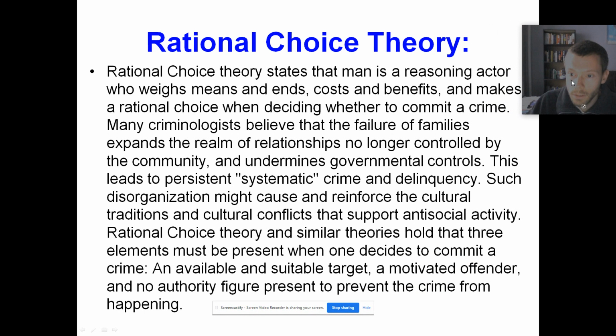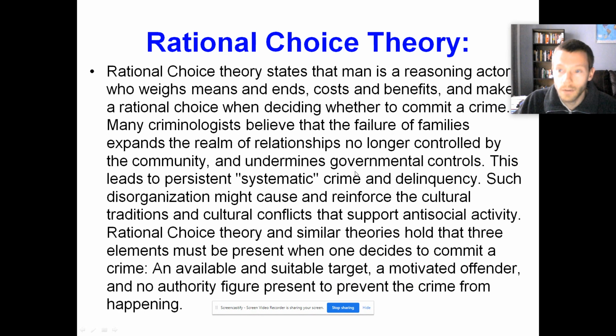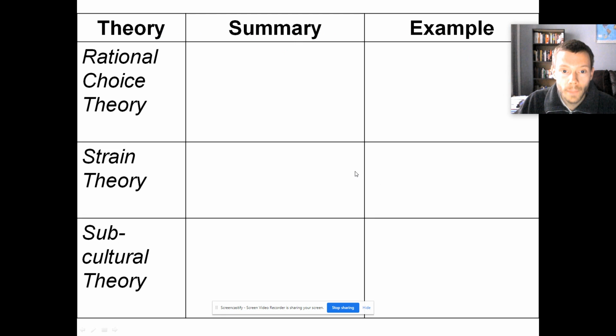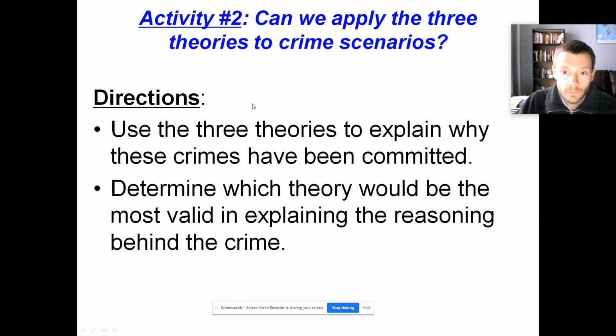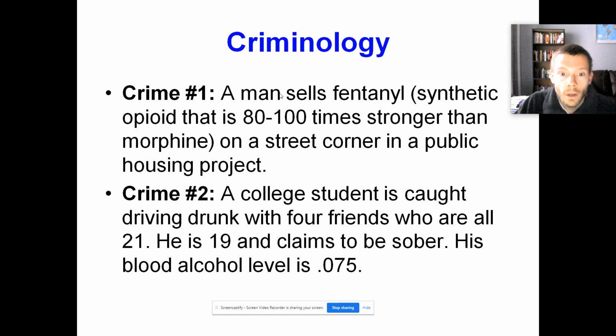As you can see, it's relatively short and it breaks down what that theory is about. And again, as an organizer, think about what it is, and examples. Then I'm going to give you two crime scenarios, and I want you to consider the three theories and why the crimes are being committed. Crime one is an individual selling fentanyl, a synthetic opioid, on a street corner in a public housing project. How do we explain it? Why is it happening? What are some of the theories?